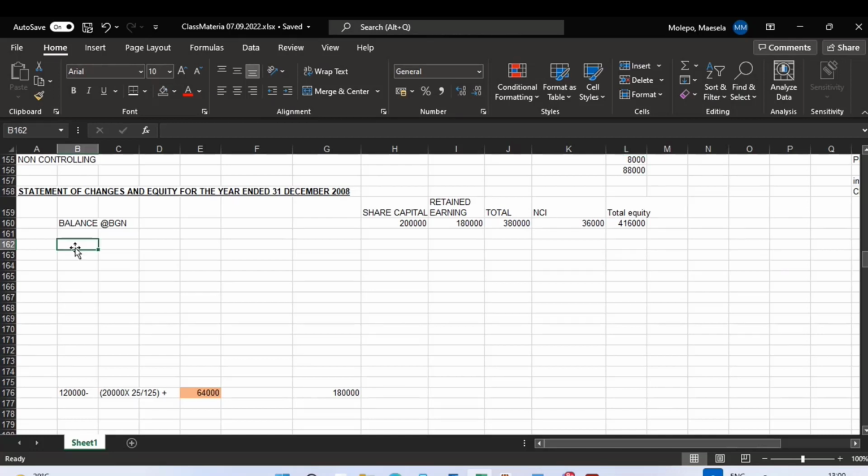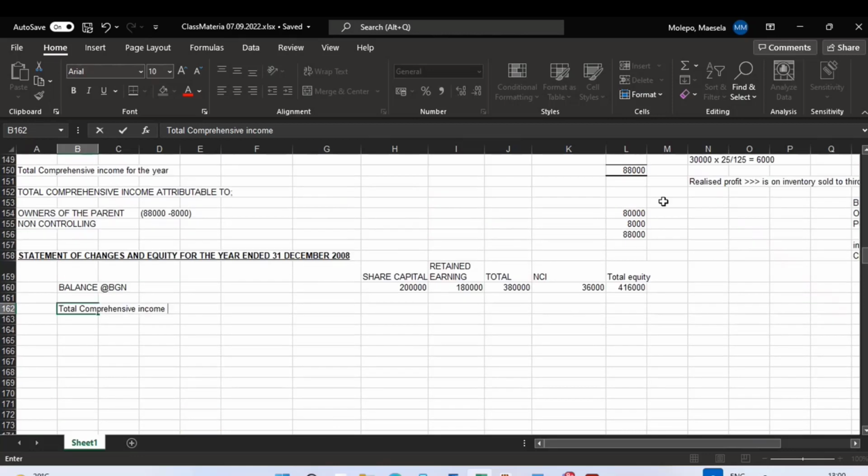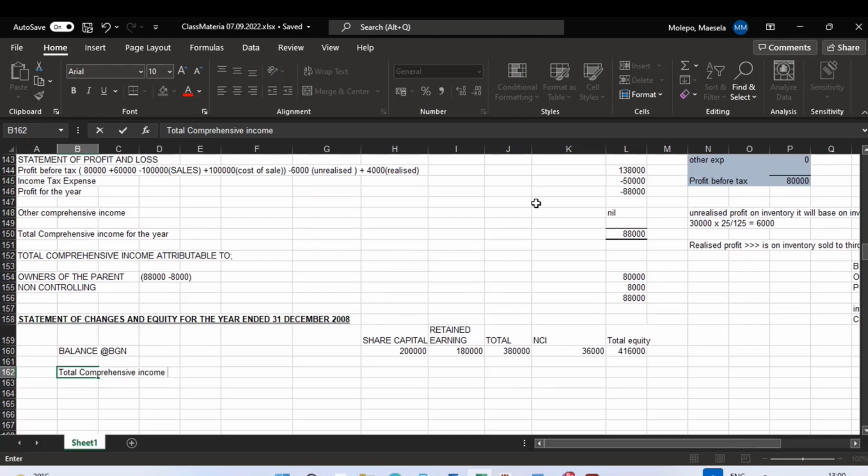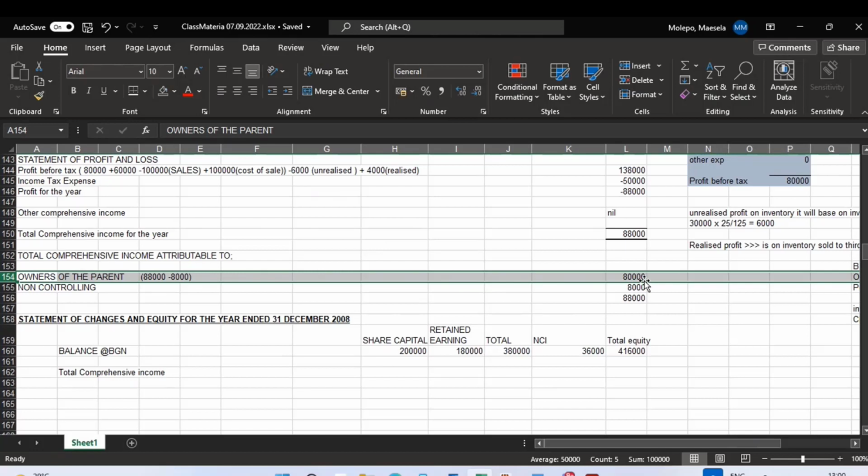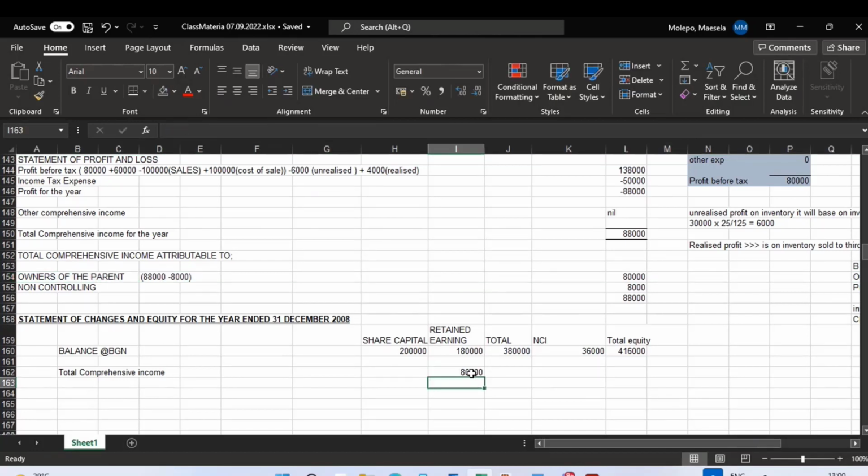No question. So now we have total comprehensive income that happened during the year. Total comprehensive income that happened during the year is from your income statement. On the income statement, to the owners of the parent is 80,000. So we focus only on the 80,000. So here is 80,000 on the retained earnings, and then the non-controlling will be entitled to the 8,000 here. So in total, it will be 88.